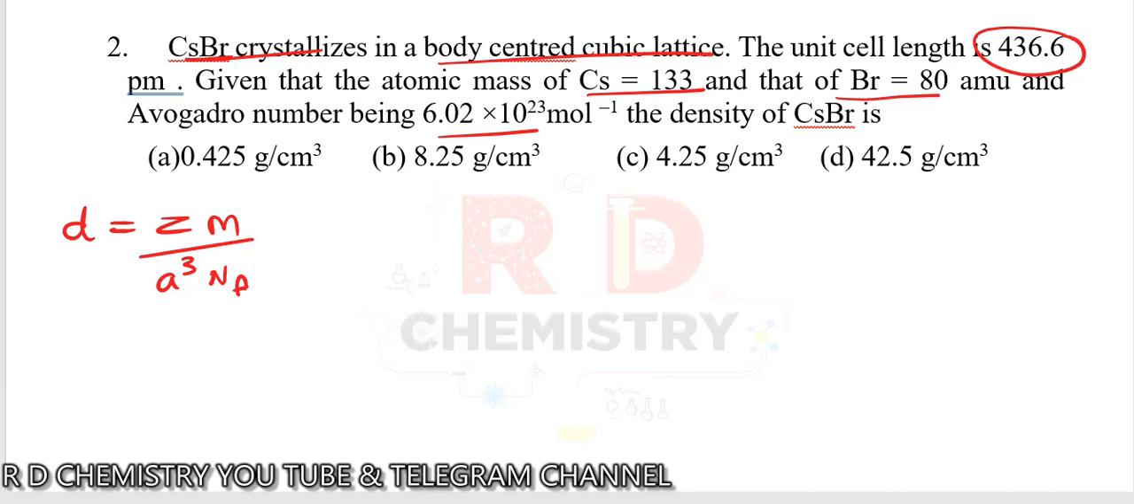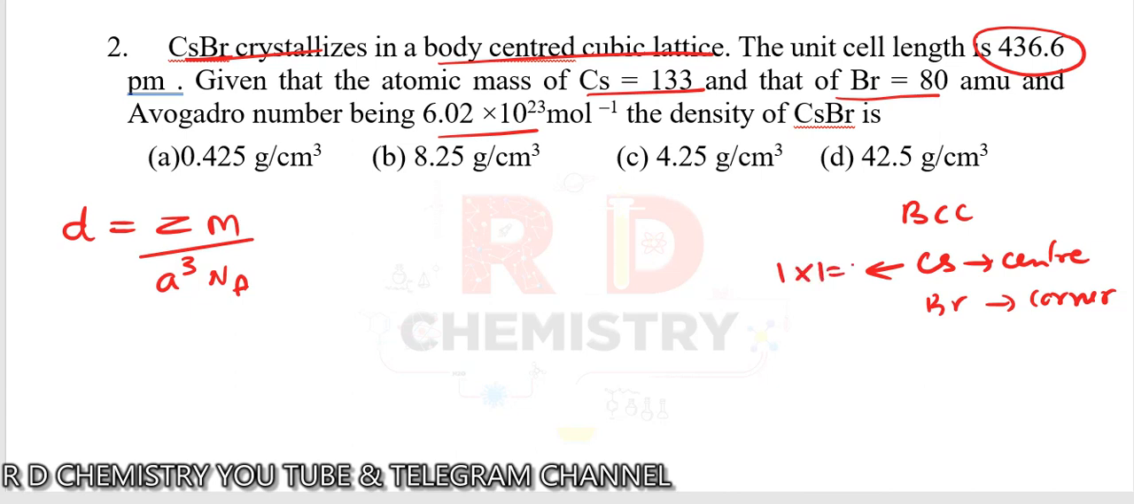Now, what is the Z value? It is a BCC. Assume cesium is there in the center of the cube, while bromine atoms occupy the corners. The one in the center of the body is always 1 into 1, equal to 1 particle. Bromides on the 8 corners each contribute 1 by 8, which is equal to 1. Therefore, total Z is equal to 1 plus 1, that means 1 cesium bromide formula unit. Okay, fine.